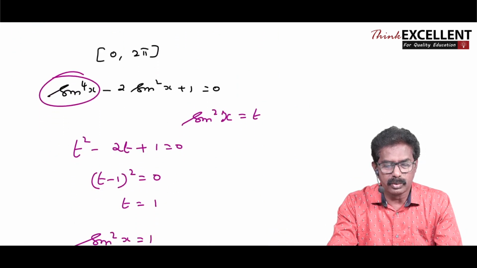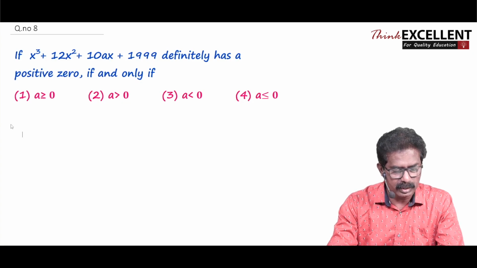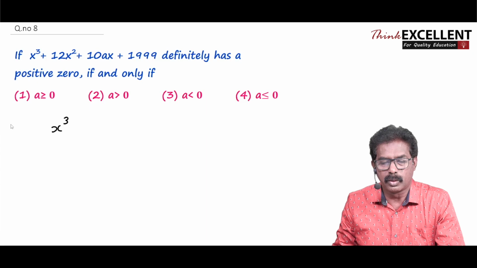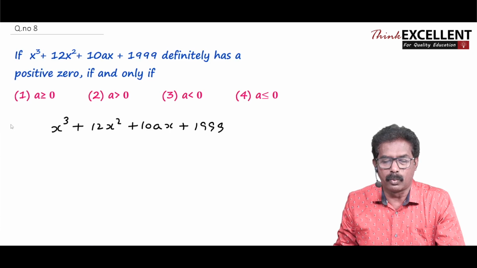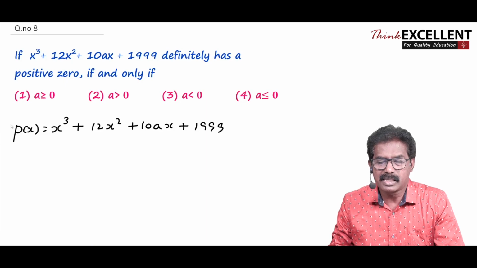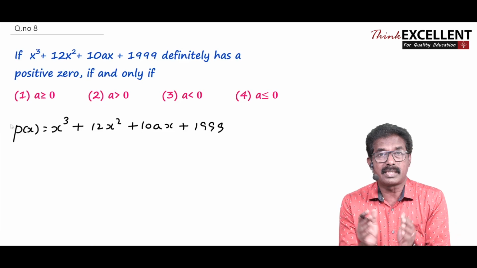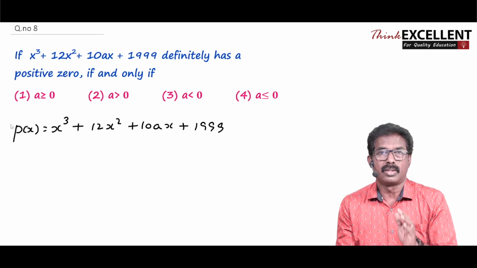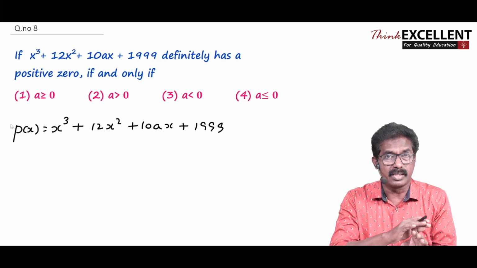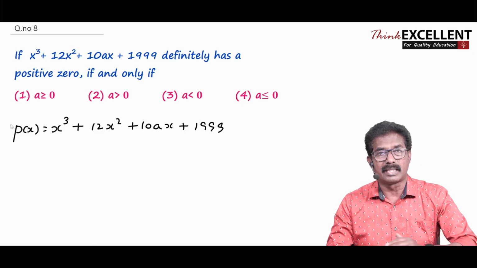Now let's move on to question number 8. See the 8th question. One polynomial is given, x cube plus 12x square plus 10ax plus 1999. I'm taking it as p of x, has a positive 0 if and only if. See, Descartes' rule you must know. Given polynomial is p of x, you see how many sign changes. First see that it is in the correct order, ascending or descending order.